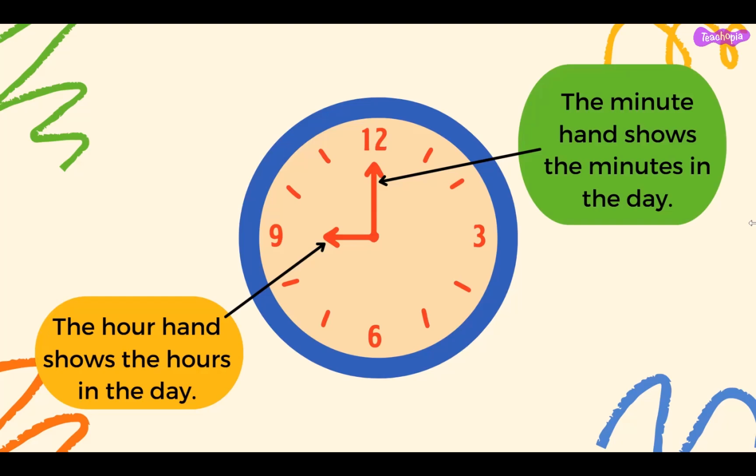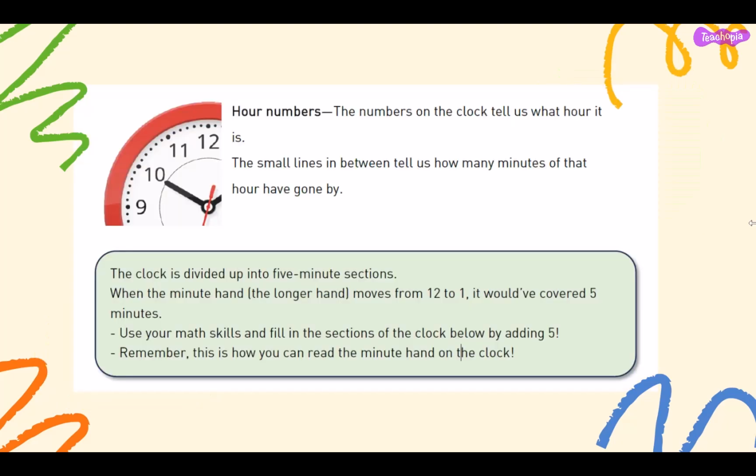Once this is explained to the children, you can move on to explain to them the numbers that are visible on the clock. The numbers on the clock are the hour numbers and they tell you in which hour it is. The smaller lines in between the numbers tell us how many minutes of the hour there are. So inform the students about these small technicalities which will help them when they are reading the time.